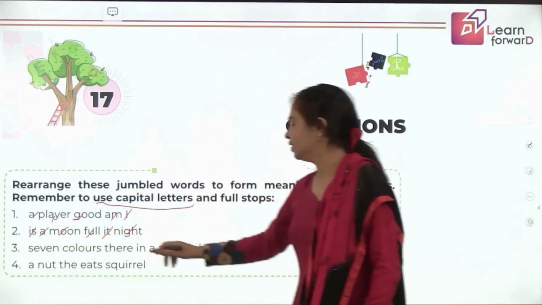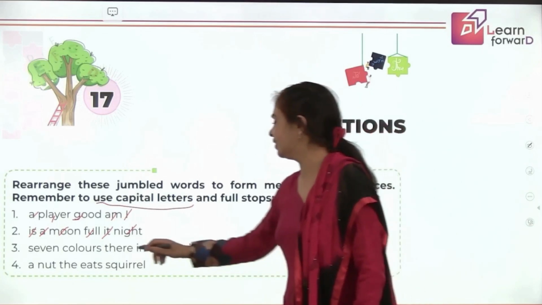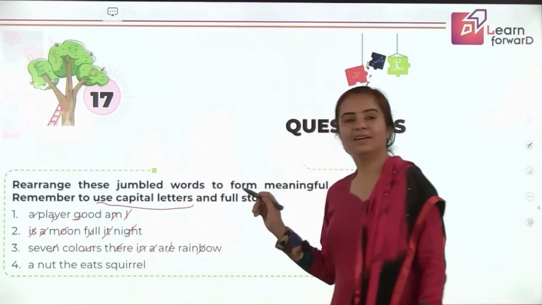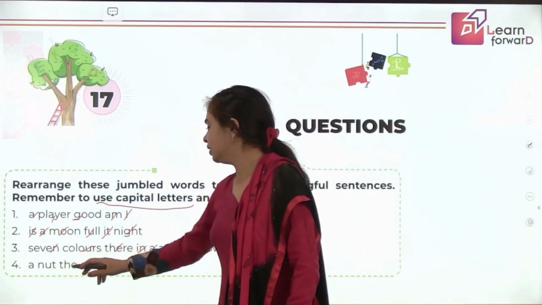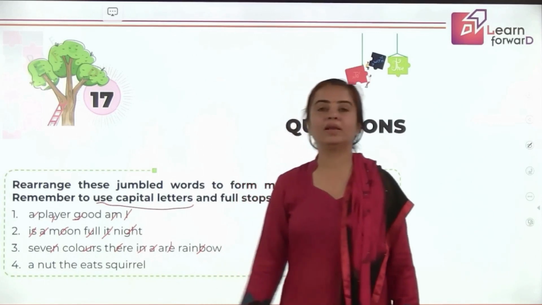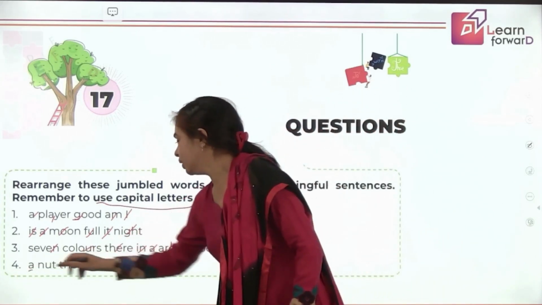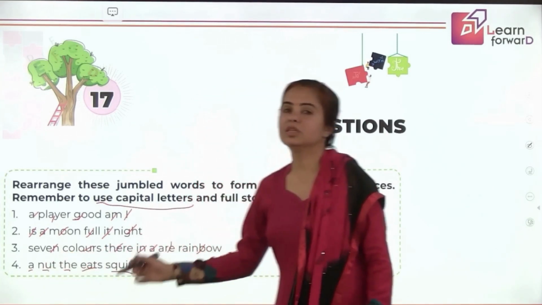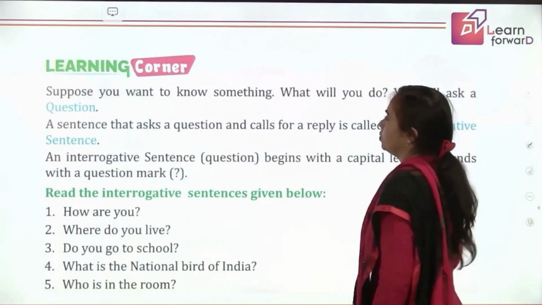Next, 7 colors there in our rainbow. Yes, you are right there. There are 7 colors in a rainbow. Perfect. Now let's do the last one. A nut the eats a squirrel. Yes, good. A squirrel eats the nut, right? So this is your sentence that is giving you complete meaning.